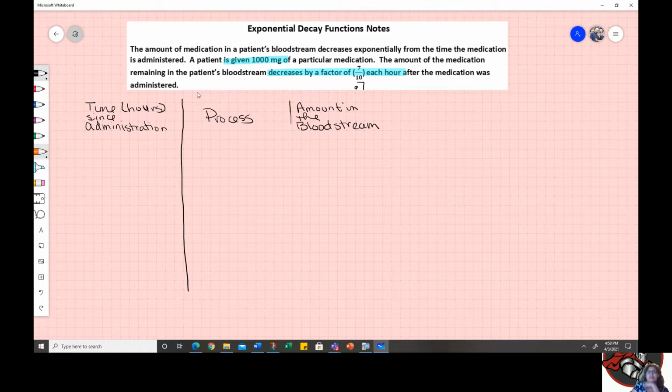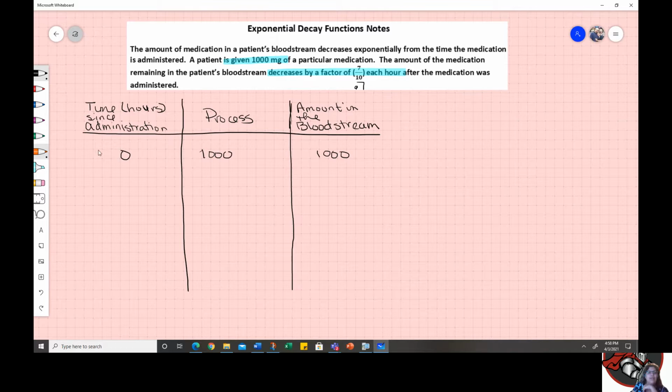So when this patient is first given the medication, that would be 0 hours. If they're just being given the medication, then 0 time has passed, 0 hours have passed. So we're at 1,000 milligrams. After 1 hour, 1,000 times 0.7 or 700 milligrams.